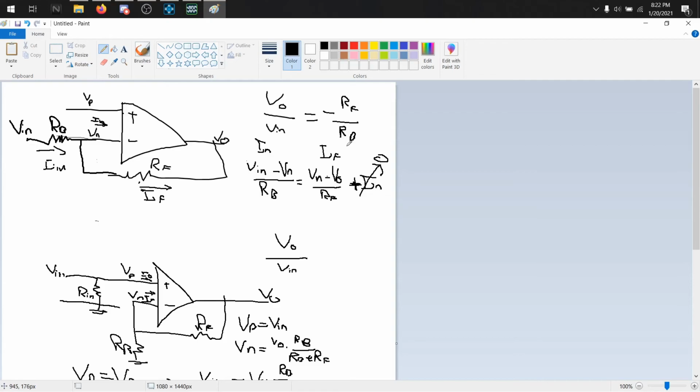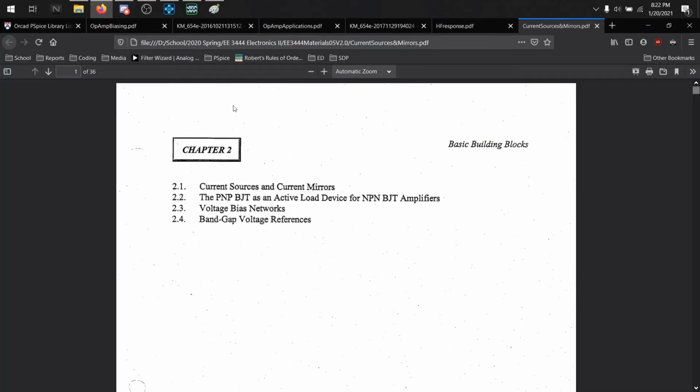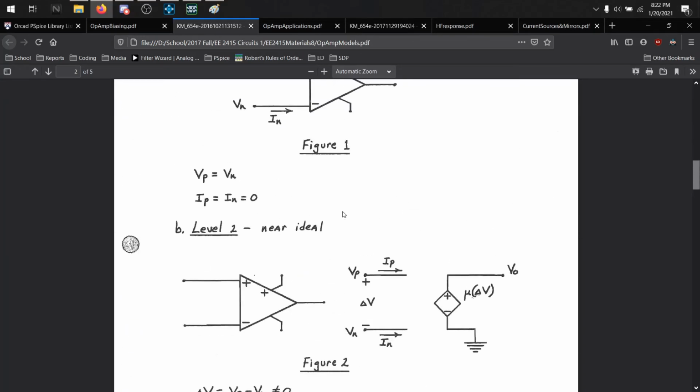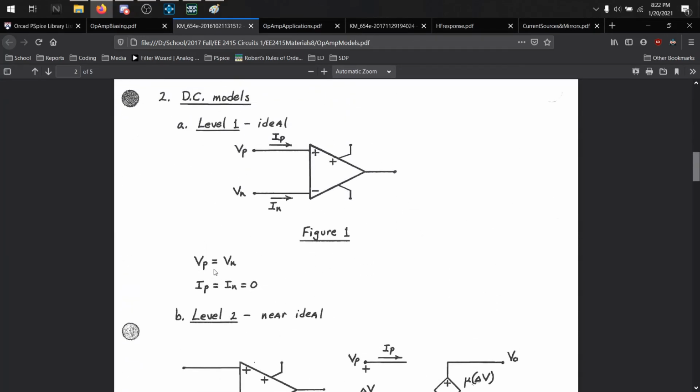These were the equations to derive the gain. Okay. So this is an inverting op amp right here, right? Because the input is going into the negative side, and the gain is the ratio of V out over the input voltage. And you have the rules of an ideal op amp right here: VP equals VN, IP equals IN equals 0.